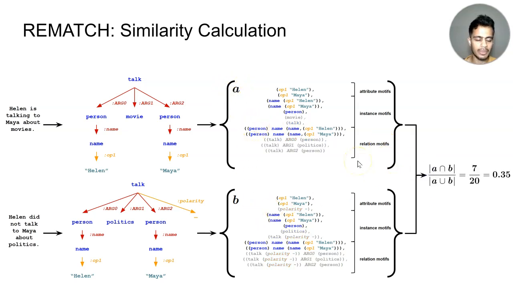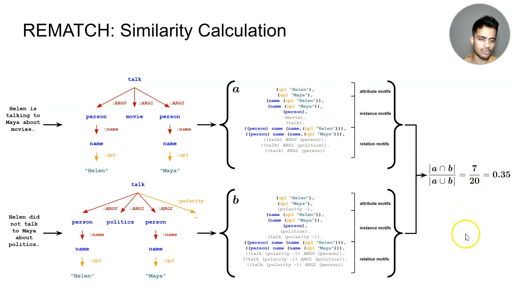And the second and last step for calculating similarity is basically calculating a Jaccard index for these two sets. Jaccard index, for those who might not know, is simply taking the intersection of the two sets over the union. So in this case, there are 7 AMR motifs in common between these two sets, and there are 20 motifs in total between these two sets. So we have a similarity score of 0.35.